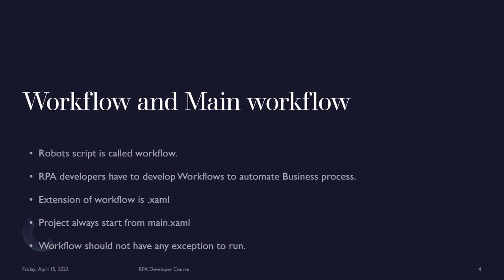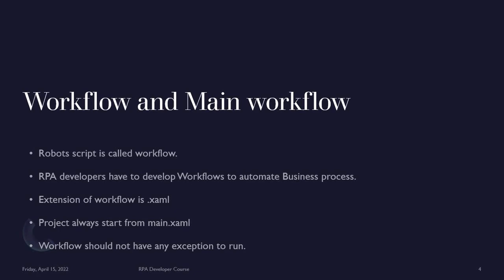So an RPA developer has to develop workflows for doing automation. What is the extension of a workflow? Extension means the type of file. For example, an Excel file has one extension, music has some extension, video has some extension. Similarly, the automation code you are writing also has an extension, which is .xaml. People generally also call it XAML, so don't get confused. Just learn this terminology.